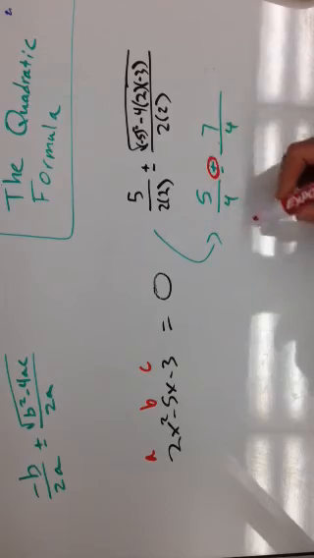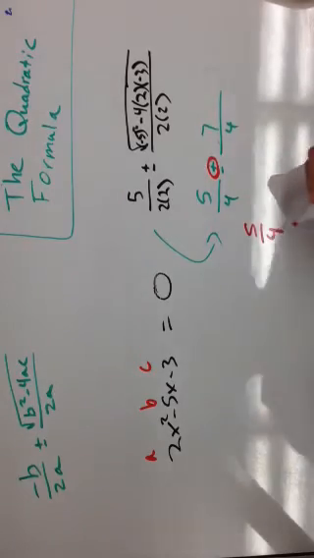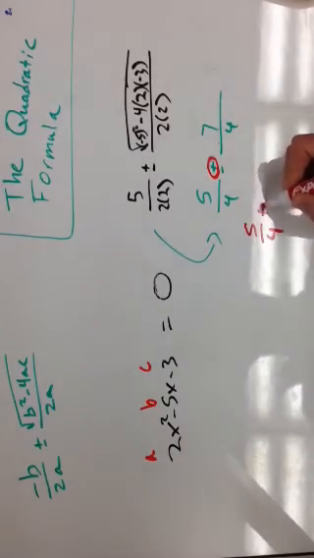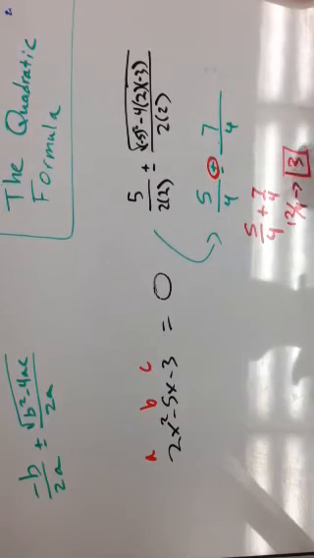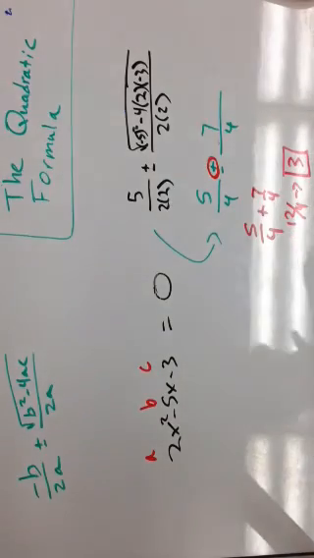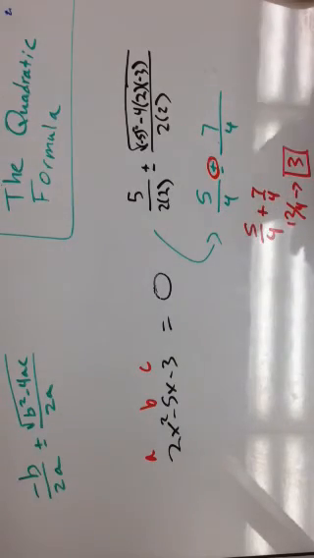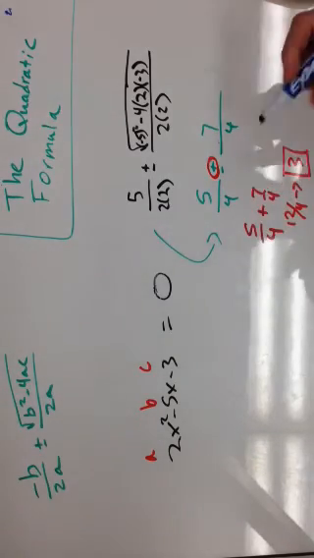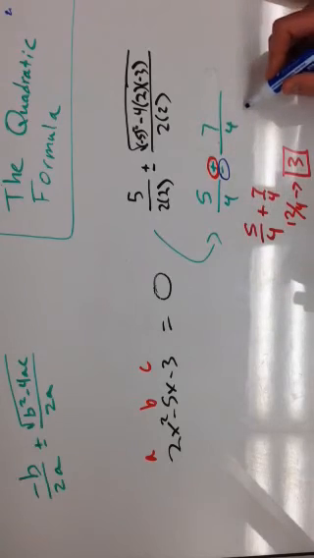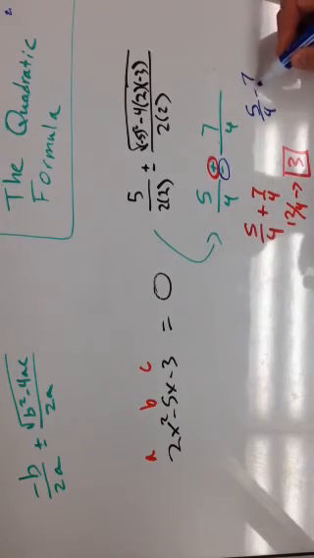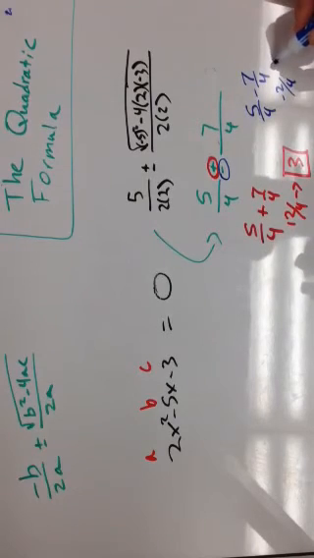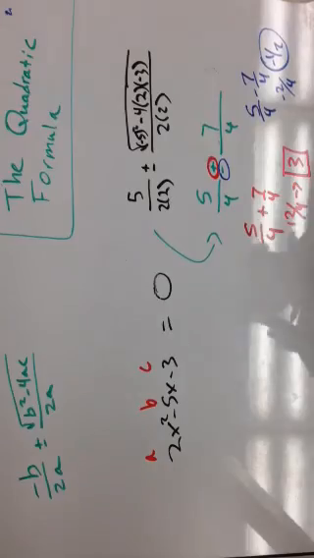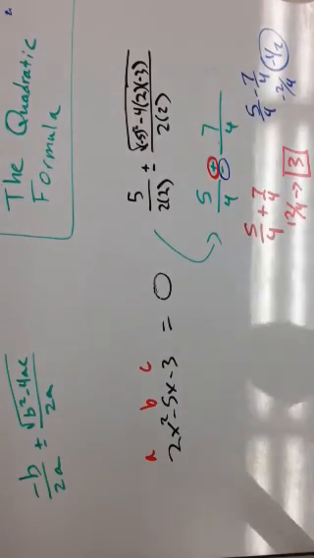So my two solutions are these. I've got either 5 fourths plus 7 fourths, which is 12 fourths, which is really just 3 for one of my solutions. And my second solution is 5 fourths minus 7 fourths, which is negative 2 fourths, which is negative a half. Those would be my two solutions for this problem.